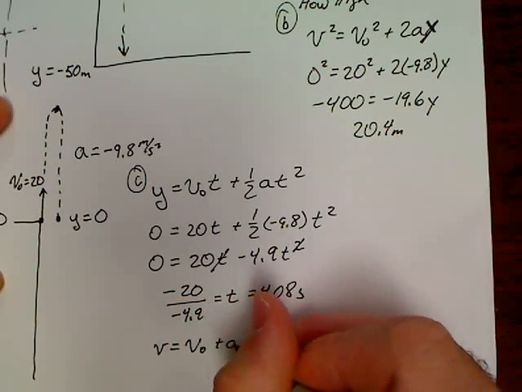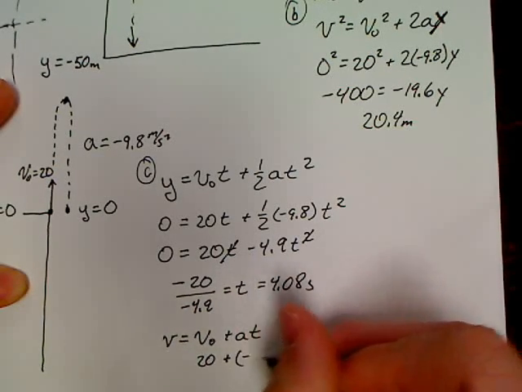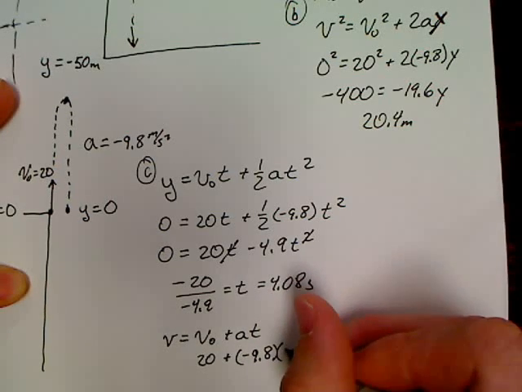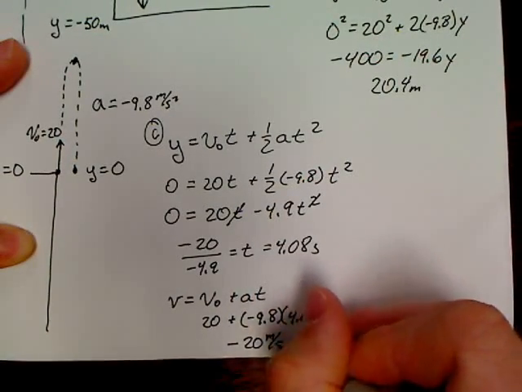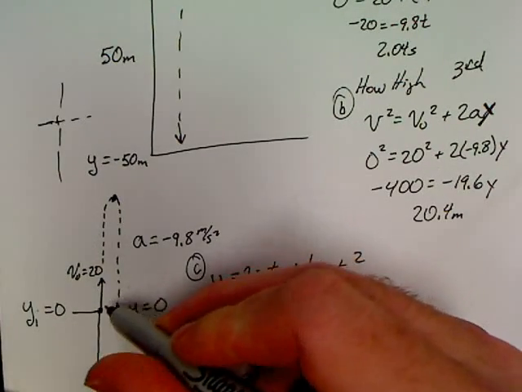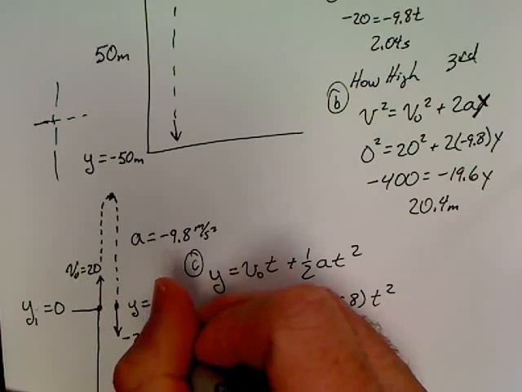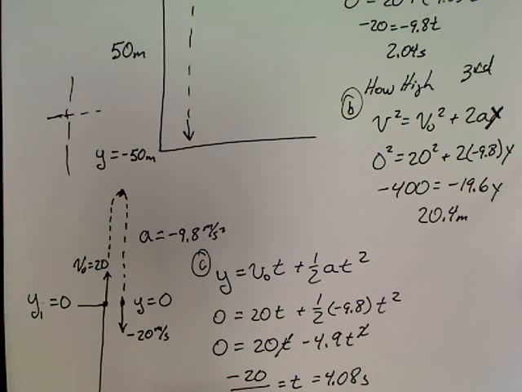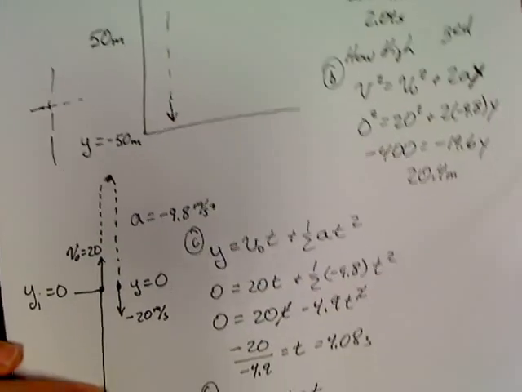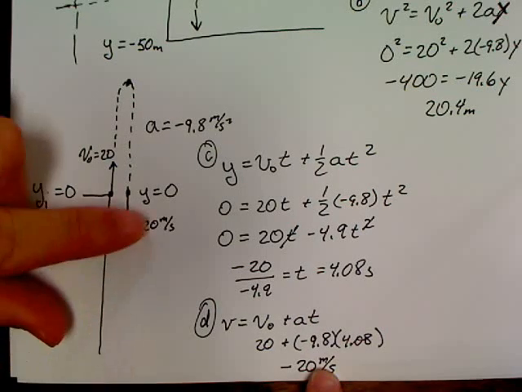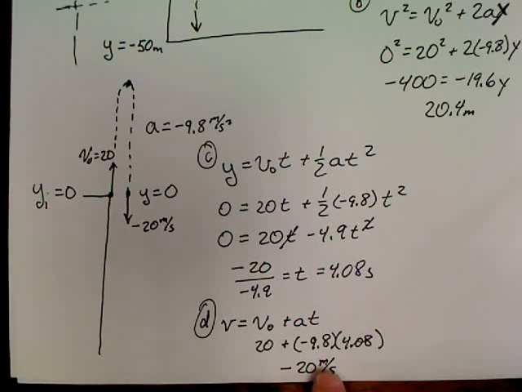V equals V0 plus AT. What would your velocity be at 4 seconds? 20 plus -9.8 times 4.08 seconds comes out to negative 20 meters per second. If you launched it up at 20, that means at this spot it is also going to be going negative 20 meters per second. Same magnitude, but in the opposite direction. All right, and lo and behold, I didn't read. That was actually part B. Wanted to know what the velocity was at the point that it returns to the thrower. If you throw an object up at 20, when it returns to the thrower, it'll be traveling negative 20.